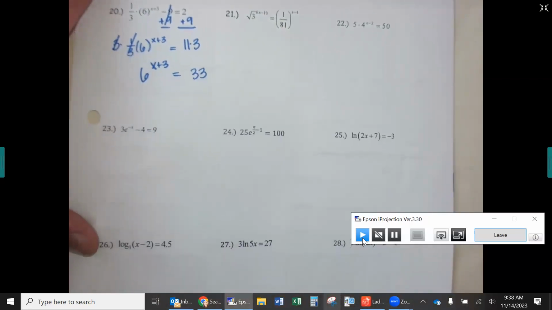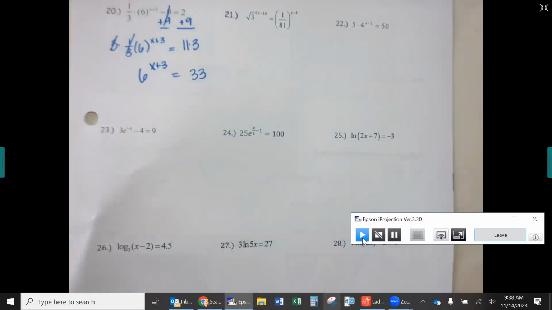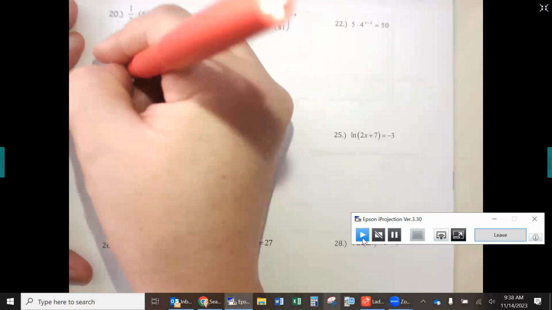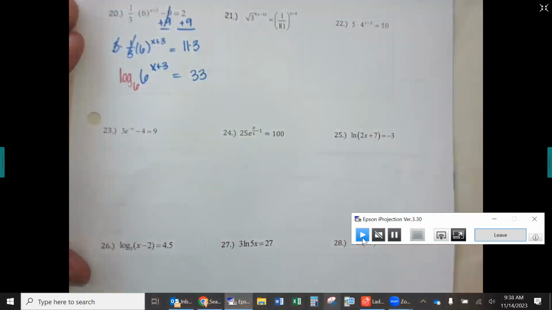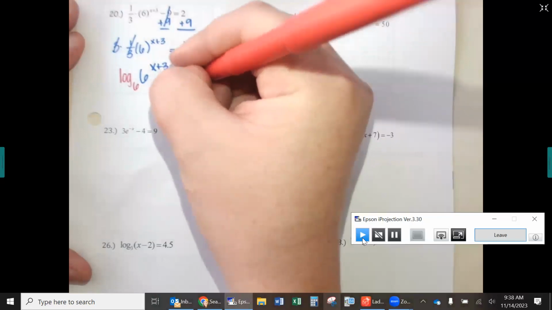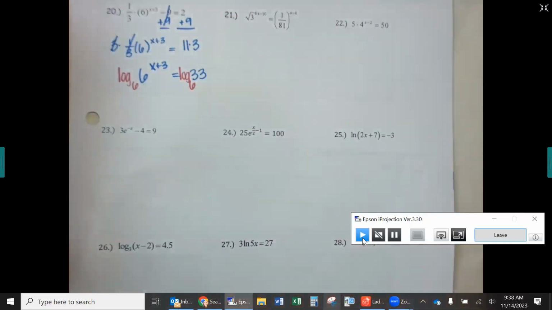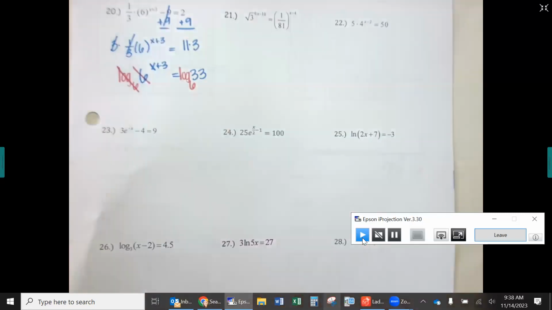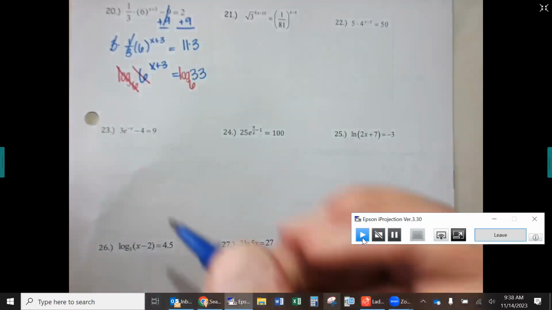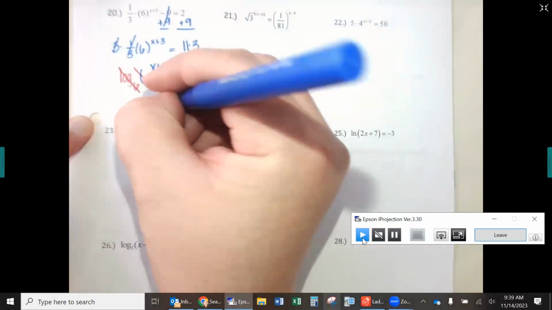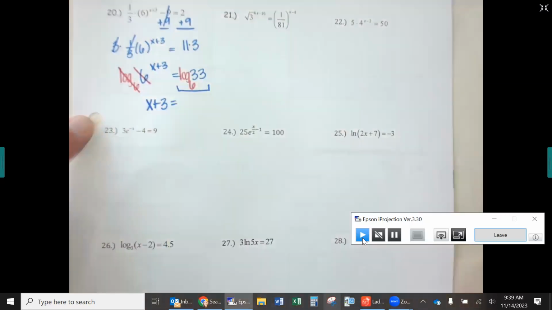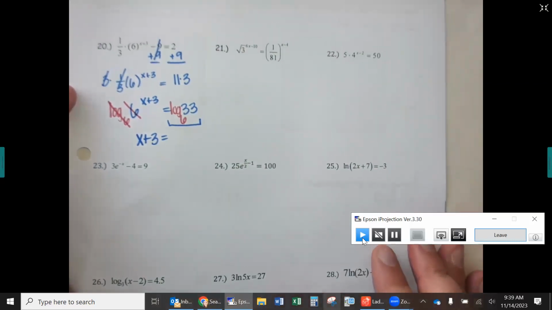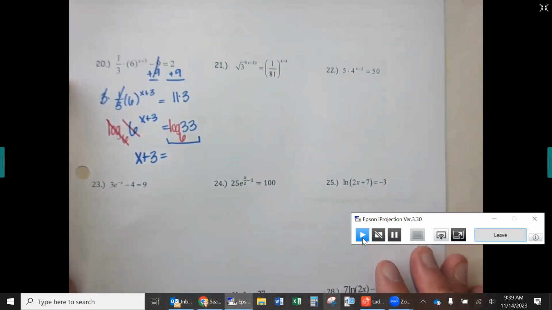How do I get rid of a big 6 as the base? I do a what? Log, not e, log little 6. Remember? And if I log little 6 on the right side, then I need to do it on the left side as well. So from here, my big 6 and my little 6 are going to cross out. My x plus 3 is going to come down. And then for this side, if you remember, you're gonna put that in the calculator. The steps for that are on the top right-hand corner of your paper.